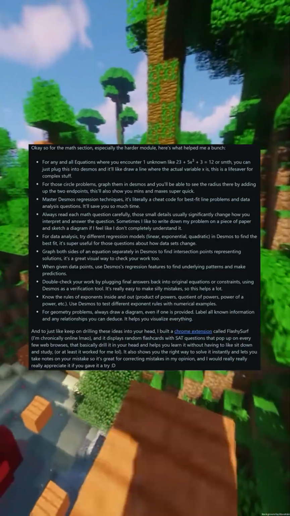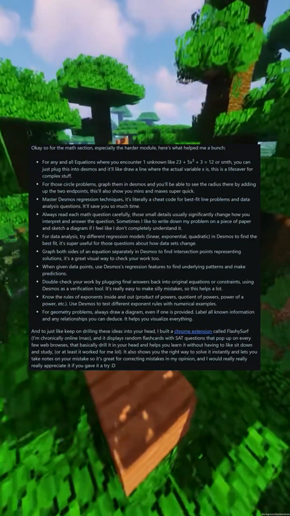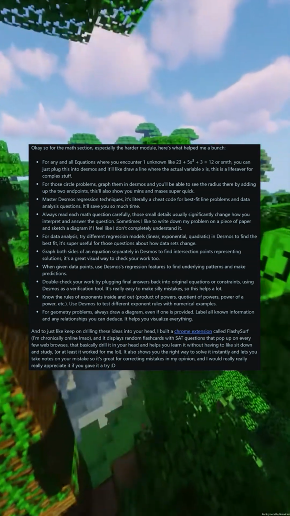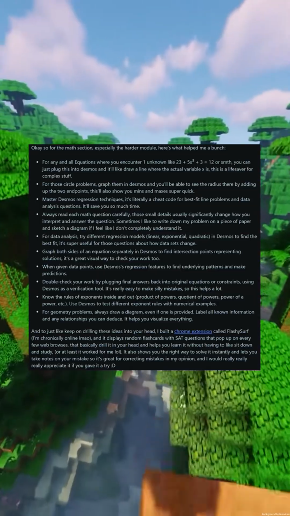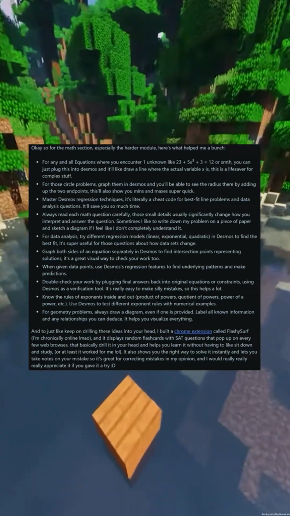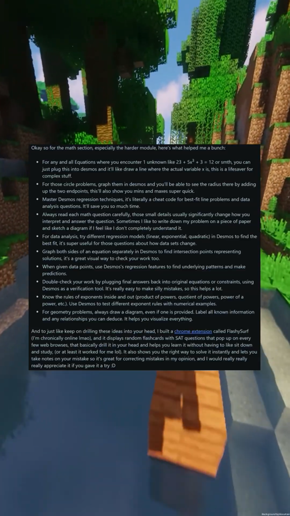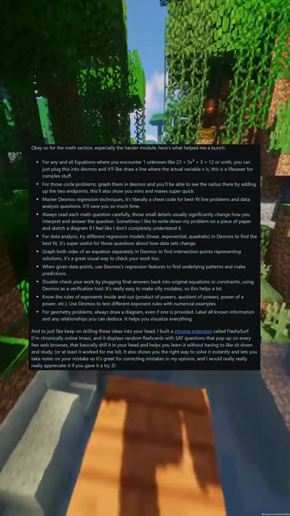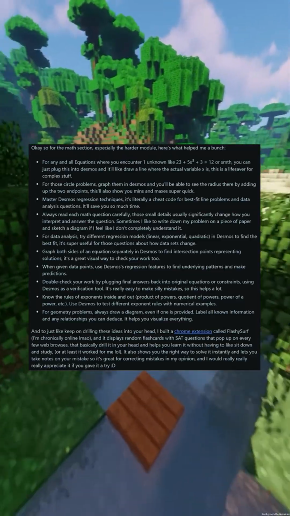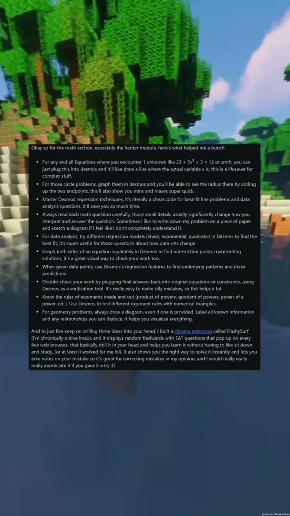Okay, so for the math section, especially the harder module, here's what helped me a bunch. For any and all equations where you encounter one unknown, you can just plug this into Desmos and it'll draw a line where the actual variable x is. This is a lifesaver for complex stuff. For those circle problems, graph them in Desmos and you'll be able to see the radius there by adding up the two endpoints. This'll also show you mins and maxes super quick. Master Desmos regression techniques, it's literally a cheat code for best fit line problems and data analysis questions. It'll save you so much time.